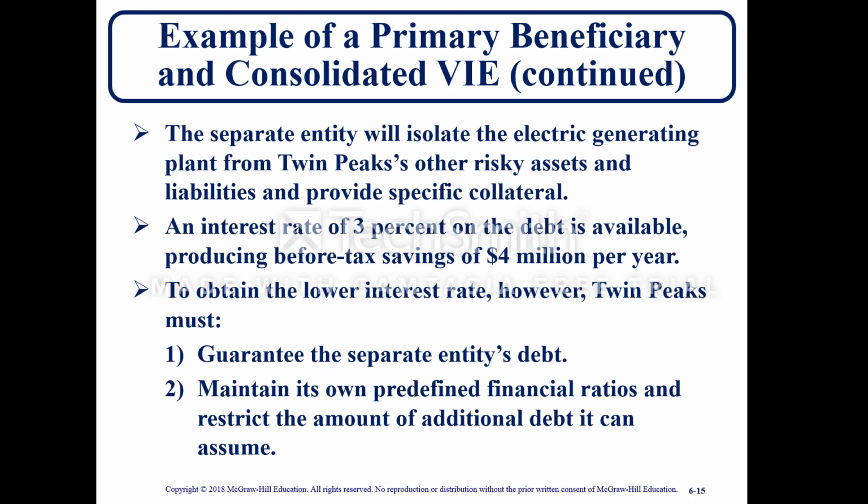So the separate entity will isolate the electric generating plant from Twin Peaks' other risky investments and liabilities and provide specific collateral. An interest rate of 3% on the debt is available, producing before-tax savings of $4 million per year. So that's why the VIE financing normally is cheaper than the beneficiary's. To obtain the lower interest rate, however, Twin Peaks must guarantee the separate entity's debt, maintain its own predefined financial ratios, and restrict the amount of additional debt it can assume.